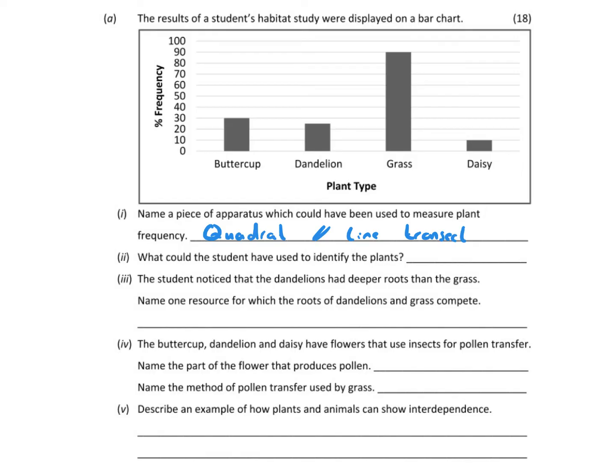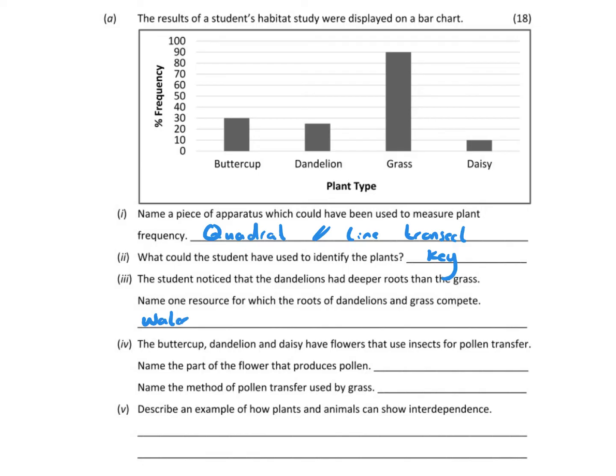What could the student have used to identify the plants? So we would use a key. We've mentioned that a few times. Use a key for your plants and your animals. The student noticed that the dandelions had deeper roots than the grass. Name one resource for which the roots of dandelions and grass compete. So they can compete for water.